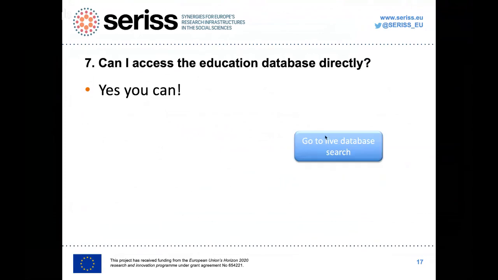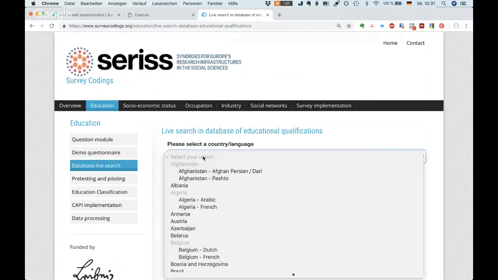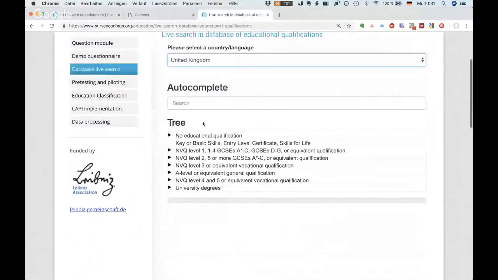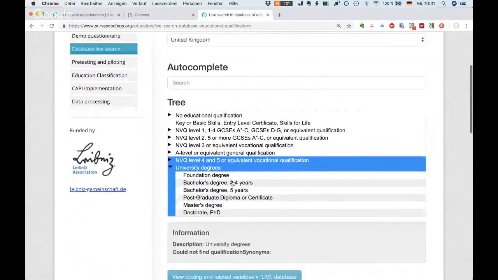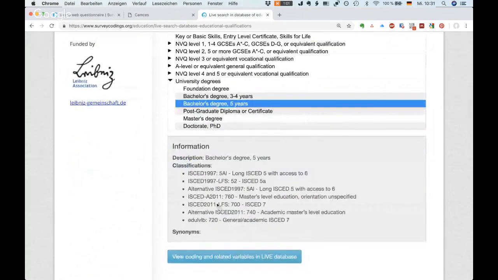And here we can again go to our website. On the page education in the survey codings, there's also the database live search. Here in the live database search, you select the country. Here we can say United Kingdom again. Again, you find the autocomplete, which corresponds to the combination box and the search tree. And we can now, for example, go to our university degrees, select the 5-year bachelor's degree, and then here you find the different pieces of classification information.